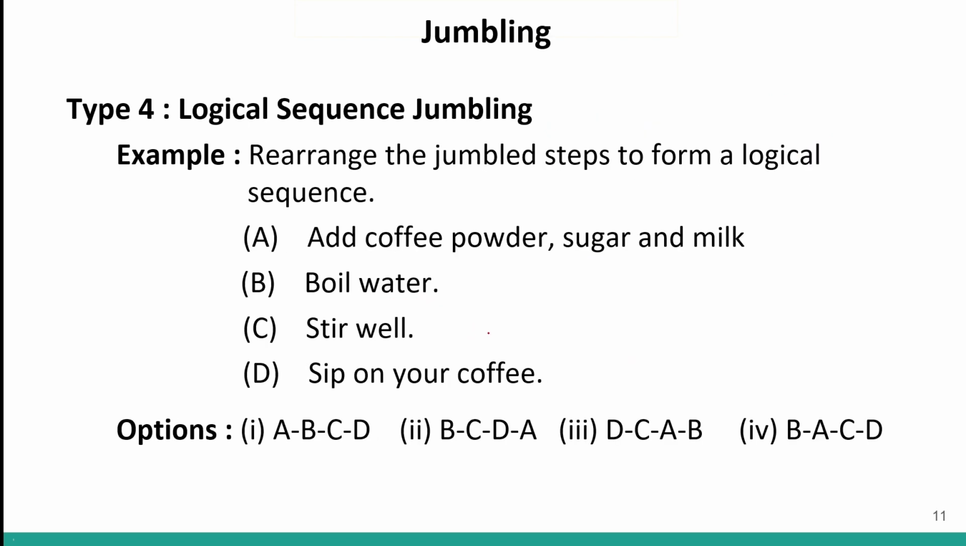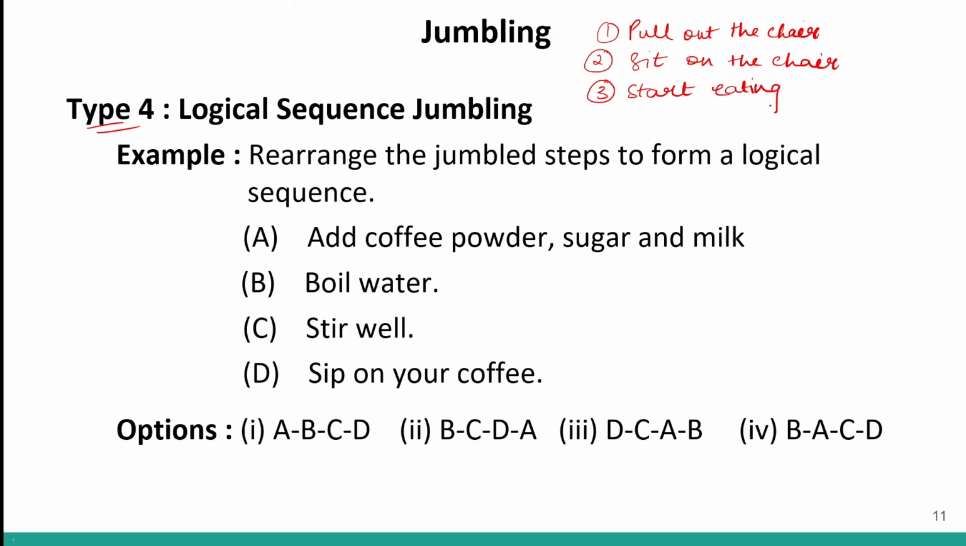Correct? Now, type 4, logical sequence jumbling. This is something also you can get. For example, let us come to this question later. Let us say you have a dining table in your home, right? The first step that you do is you pull out the chair, right? The second step you'll do is sit on the chair. And then the third step you'll do is start eating during your meal times.